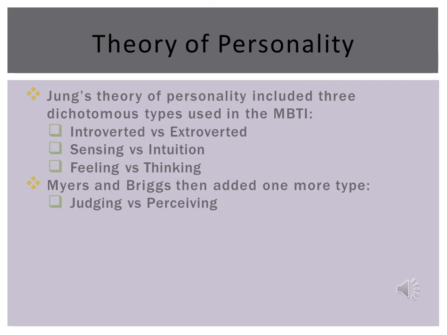Jung's theory of personality included 3 dichotomous types used in the Myers-Briggs type indicator: introverted versus extroverted, sensing versus intuition, feeling versus thinking. And then when Myers and Briggs were creating the MBTI, they added judging and perceiving to give a more full picture of people's personality types.